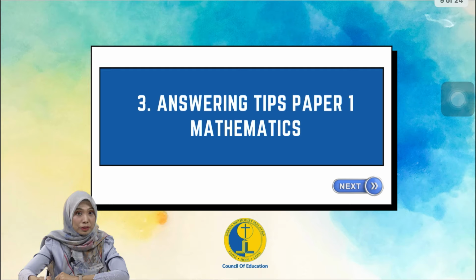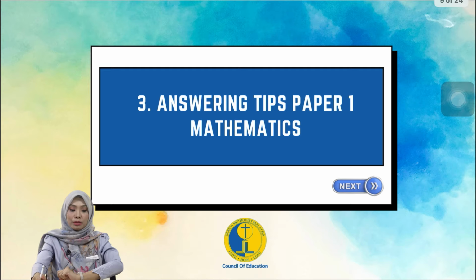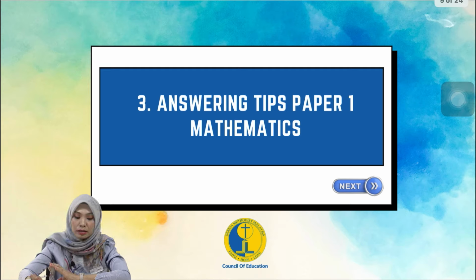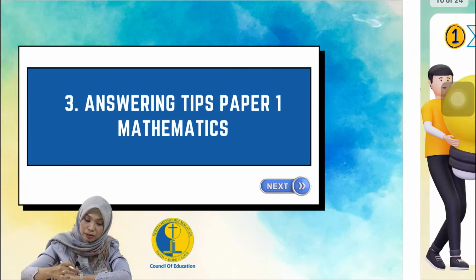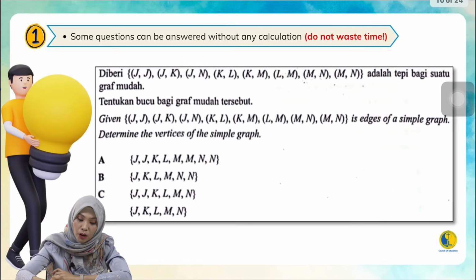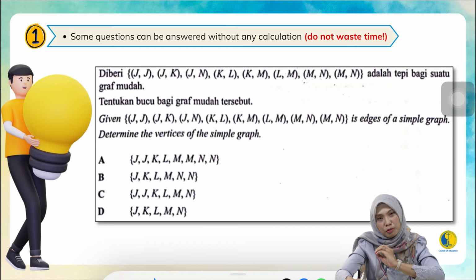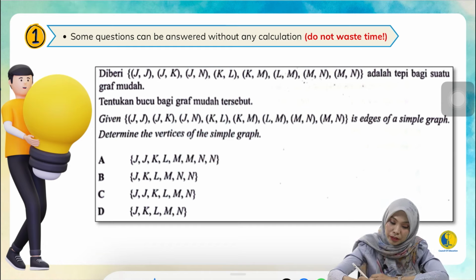Okay, are you ready for the next part? Okay, yes, let's go. So, how to answer Paper 1? Okay, so let's take a look at the tips. Okay, there are 40 questions. You are given 1 hour 30 minutes to answer 40 objective questions.